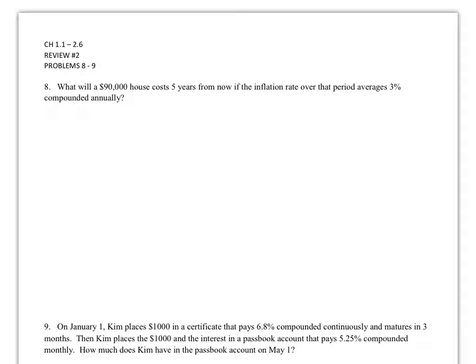All right, here are our last two problems, problems 8 and 9. Problem 8 is asking what will a $90,000 house cost 5 years from now if the inflation rate over the period averages 3% and compounded annually. So this is our starting amount, this is our time, and this is our rate. Remember, you have to convert it to a decimal. And compounded annually, our M is equal to 1.